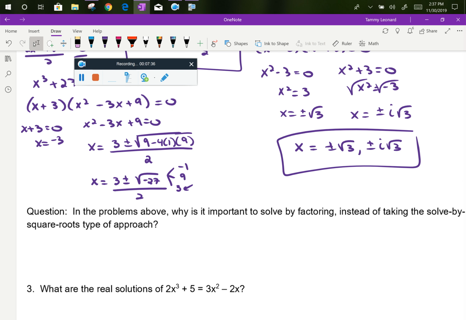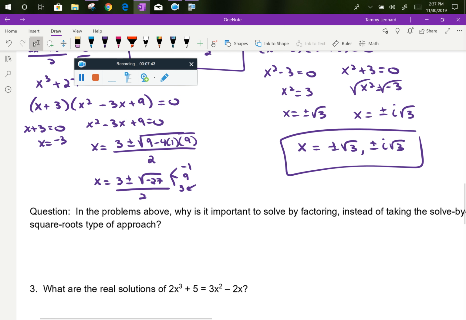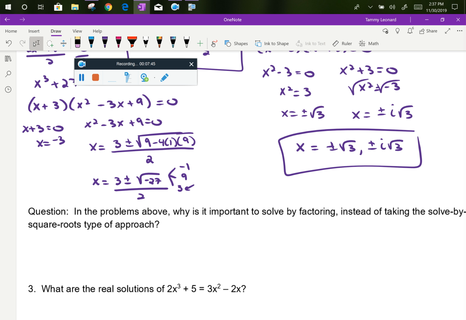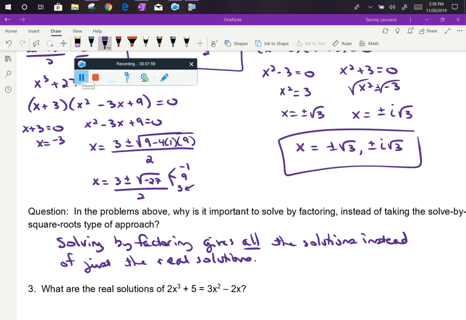There's a question here just to make sure you realize what's going on. In the problems above, why is it important to solve by factoring instead of solving by a square roots type of approach? And we've sort of already discussed that. When we skip solving by factoring, we find the real solutions but not the imaginary ones. So the key here is that we'll find all of the solutions instead of only the real ones. It's important that we catch all the solutions, so that's why we need to take that approach.